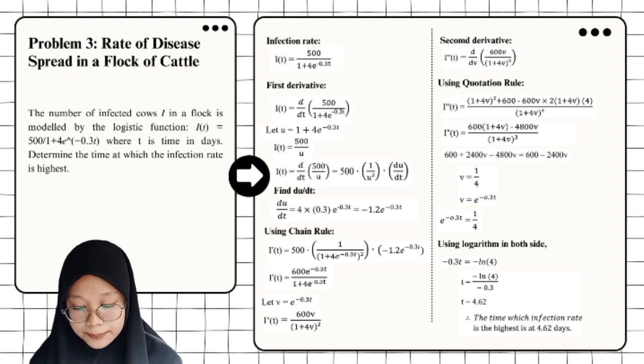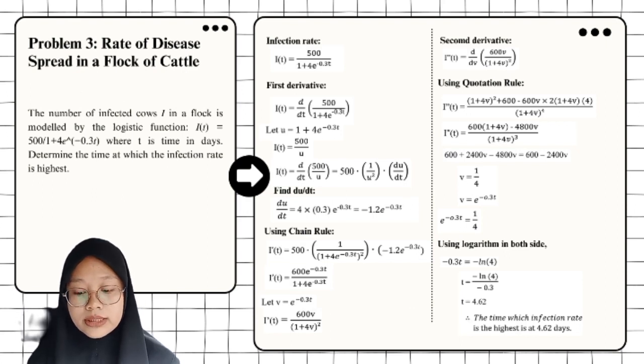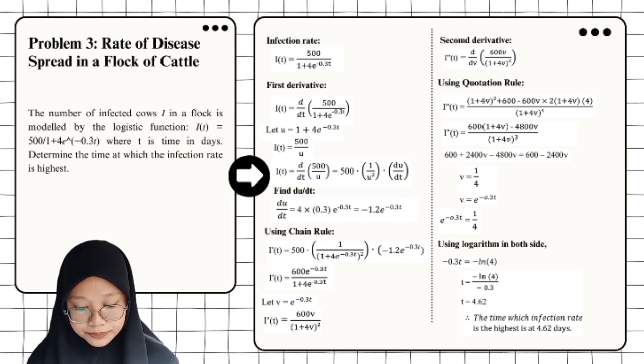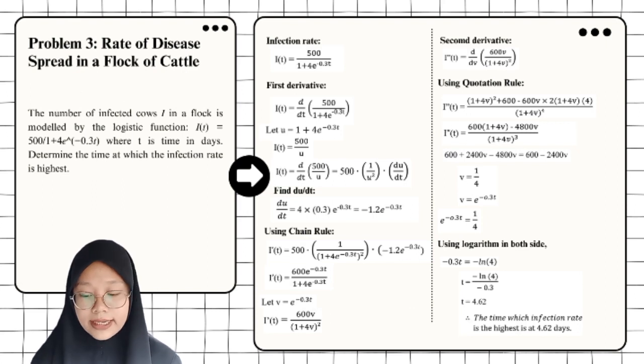So here, the value of v is 1 over 4. So, the value of e to the power of negative 0.3t is also 1/4 because we let v equal to e to the power of negative 0.3t. Then next we can use logarithm on both sides to find the value of t. So negative 0.3t is equal to negative ln 4, and then calculate it using the calculator, and we get the answer of t, which is 4.62 days.